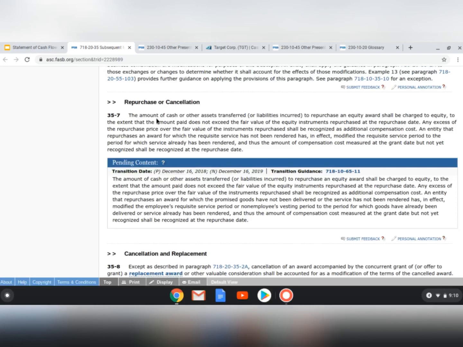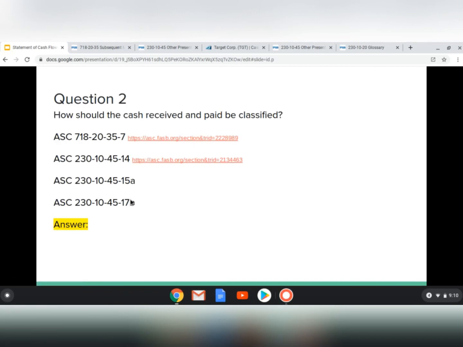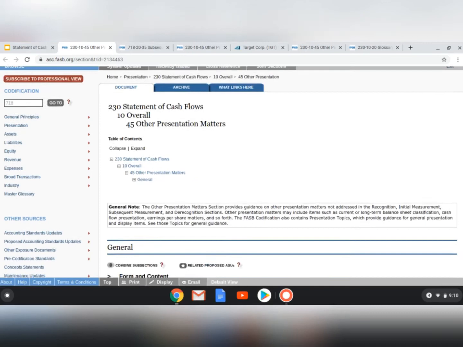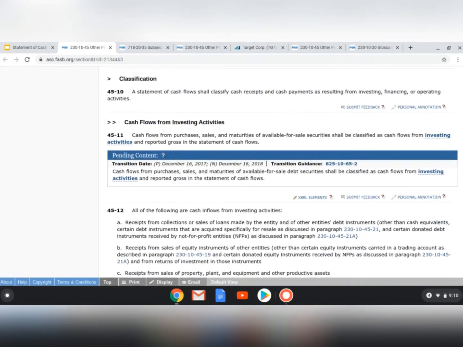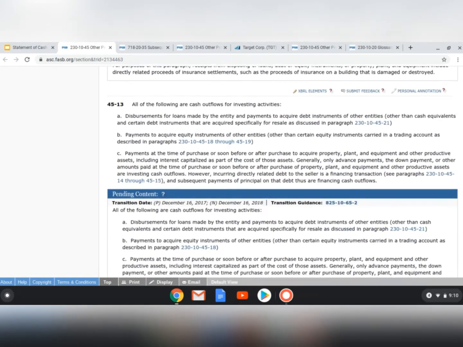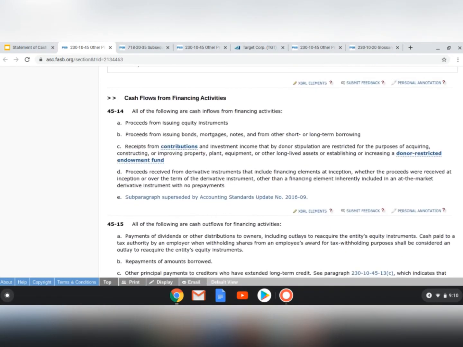And then the next ones we'll be talking about are pretty much linked to 230-10-45-14 and 45-15A. We'll go to those as well, and we'll scroll to them again so you can read along with us. Okay, so 45-14 basically talks about cash flows from financing activities: proceeds from issuing equity instruments and proceeds from issuing bonds, notes, and things of that nature. That's how we determined that the cash flows from issuing the shares would be considered a financing activity, and that's where you would locate that on the statement of cash flows.